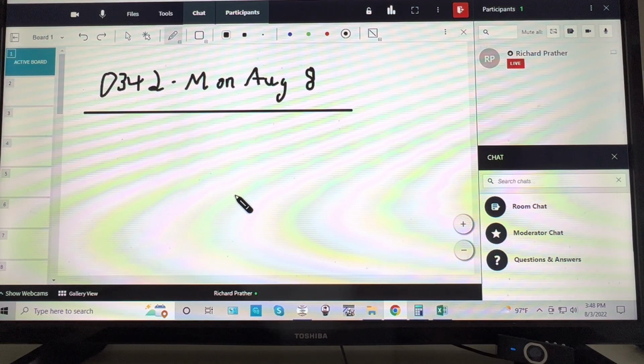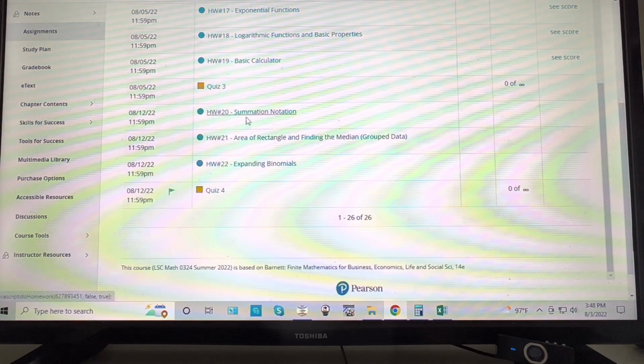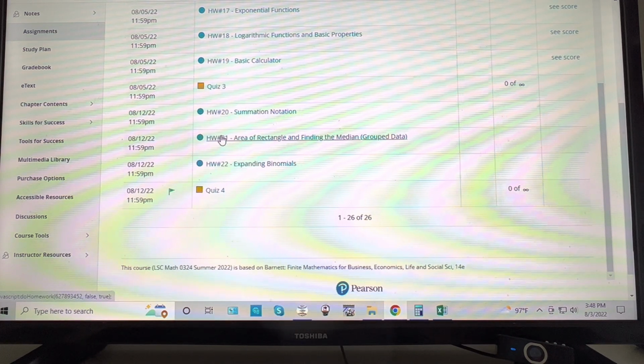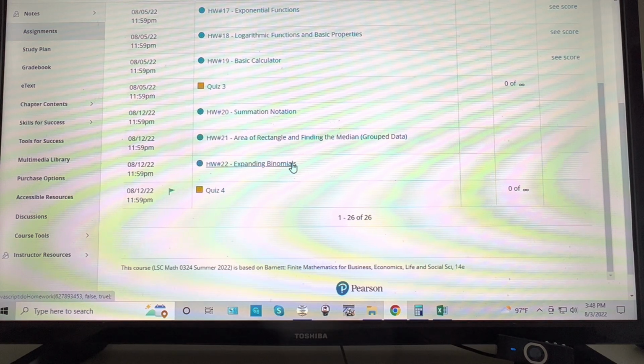This is Monday, August 8th for 0342. We're about to start our last week of work for this class, and it's a pretty easy week because there's only 3 homeworks left and the final quiz. So we're going to do homework 20 on Monday, August 8th, homework 21 for Tuesday, August 9th, and homework 22 for Wednesday, August 10th. And then you get Thursday and Friday, August 11th and 12th to do quiz 4.